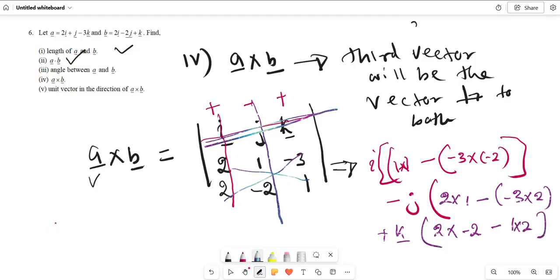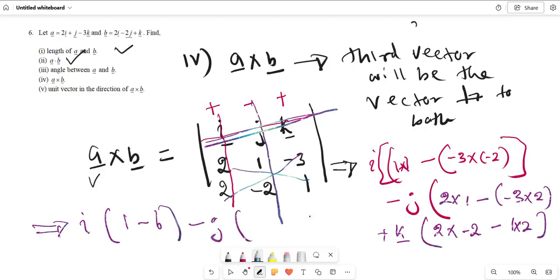Okay, now simplify and get the answer. What is that? For i, 1 times 1 is 1, minus, here minus 3 into minus 2 is plus 6, and 6 into minus 1 is minus 6, right? Minus 6.